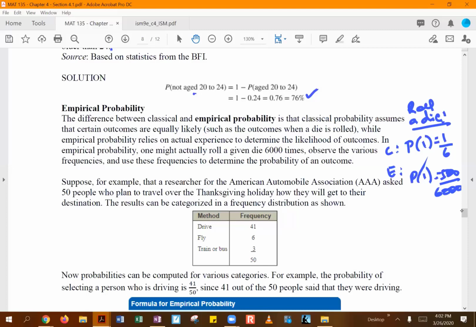Because this will actually come out to be a probability of 1/12, 500 out of 6,000 rolls. So this basically tells you that in empirical probability, you depend on the actual observation that you make, as opposed to using logical reasoning like we do in classical probability to come up with our answer. Okay, so you can see your probability will change.